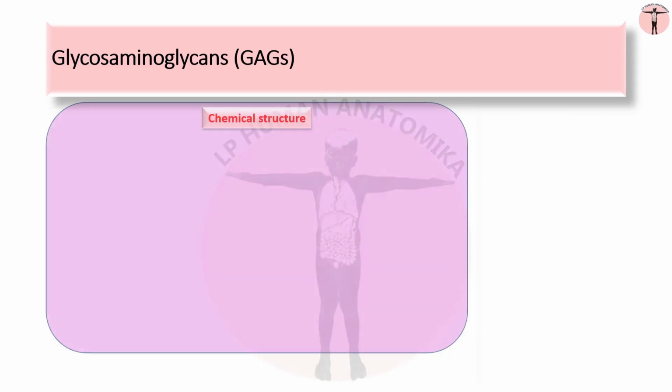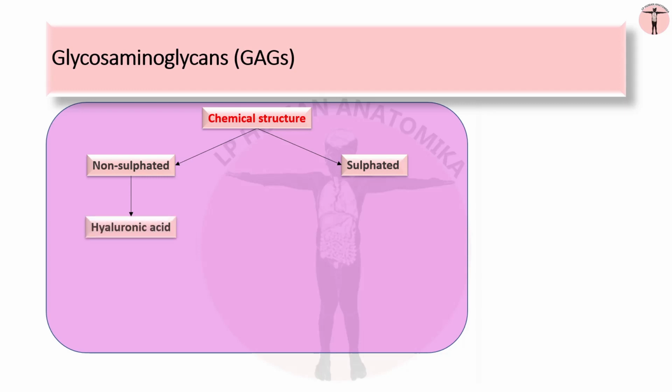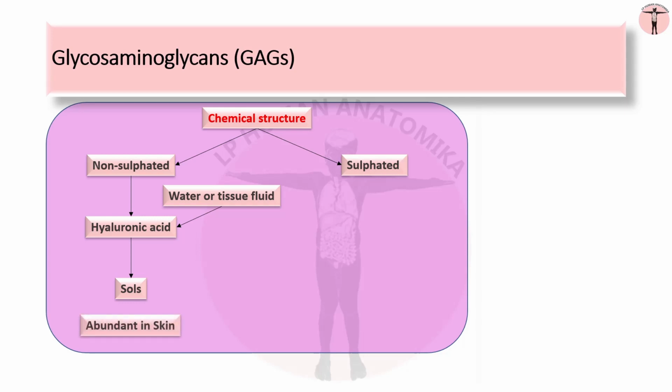Based on their chemical structure, 2 types of glycosaminoglycans are present: non-sulfated and sulfated groups. Non-sulfated type includes hyaluronic acid. Hyaluronic acid holds much water or tissue fluid because it possesses long chains. Hyaluronic acid keeps the ground substance in a gel state. Hyaluronic acid is abundantly present in the skin, where it makes the tissue soft and pliable.